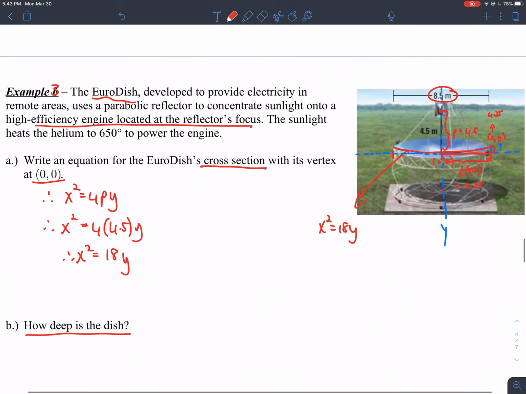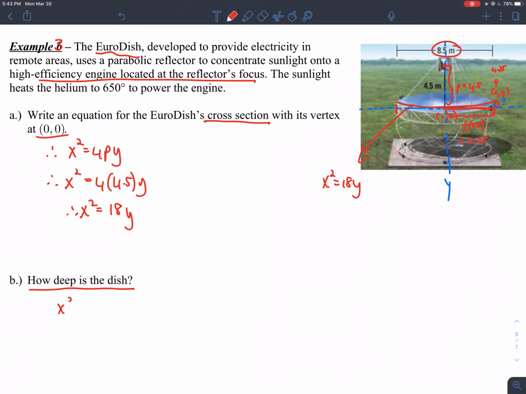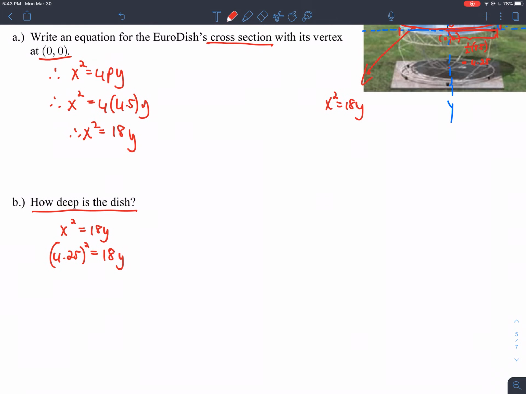All you have to do is take your x-coordinate and plug it into the equation. So the x-coordinate of that point is 4.25, squared, equals 18y. If I solve it, I get the y-coordinate for that point, and that shows me the depth of the dish. If you do this, you get 18.0625, I think is right, equals 18y.